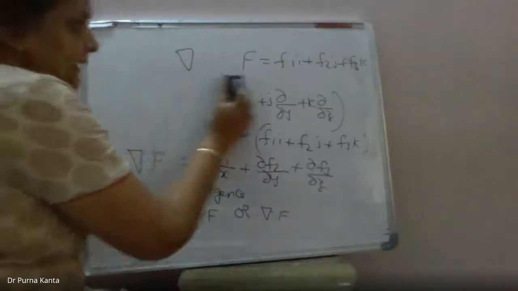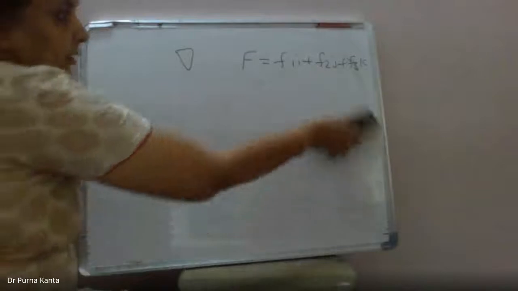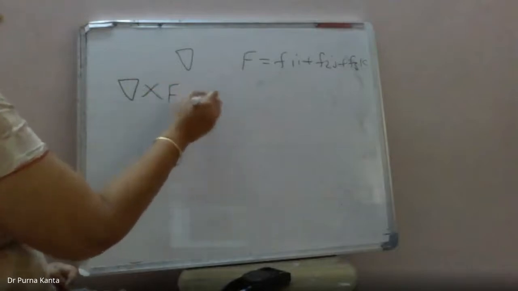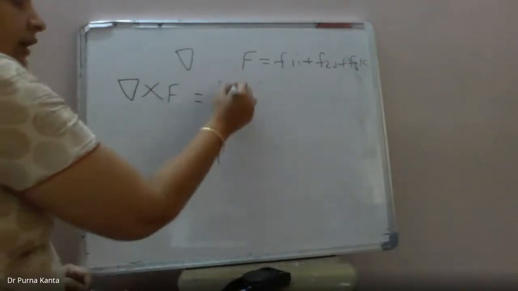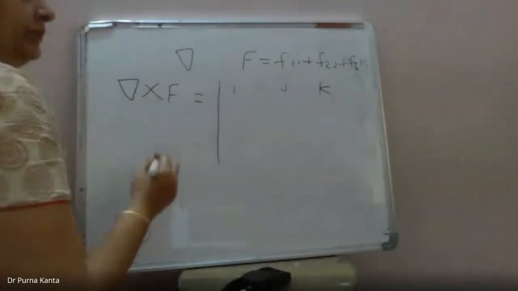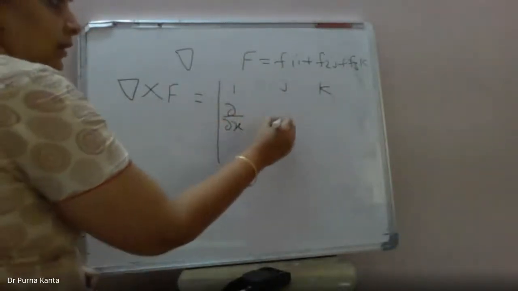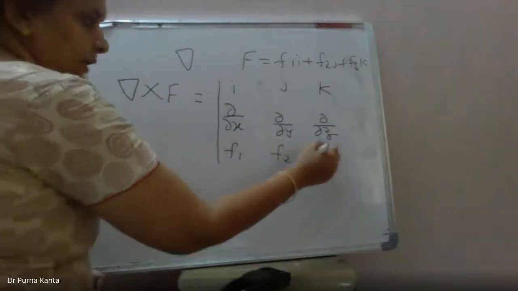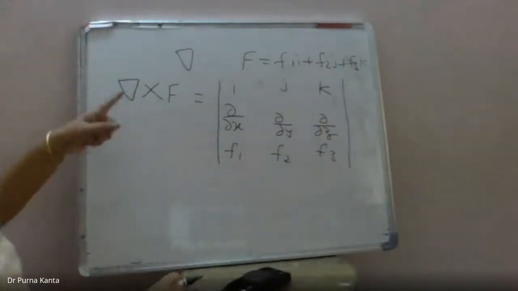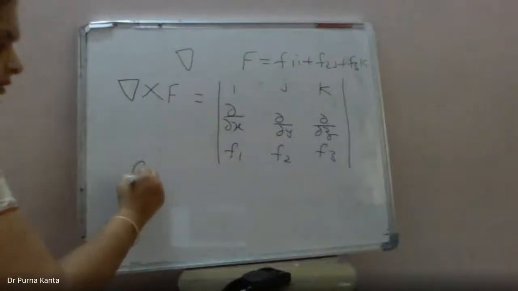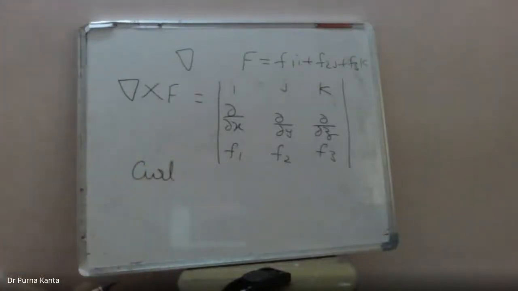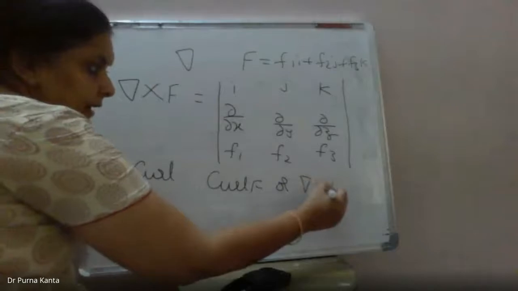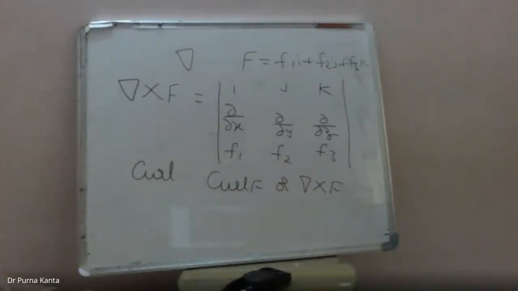So now we'll see what will be the case if this is applied on a cross product. Del cross f. So cross product we are calculating, which is nothing but the determinant of i j k, dou by dou x, dou by dou y, dou by dou z, and components of f, f1, f2 and f3. This is called as del applied on f as cross product. This is called as curl. And we write the value as curl f or del cross f.